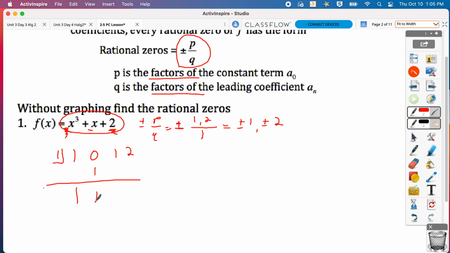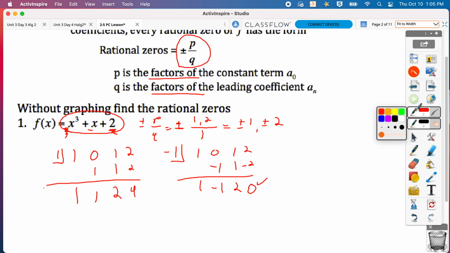1 times 1 is 1. 1, 2, 2, 4. Nope, doesn't work. All right, we got to get that remainder of 0. So I'm going to start over. I'll try negative 1. 1, 0, 1, 2. 1, negative 1, negative 1, 1, 2, negative 2. Yay, I got my answer. So I picked one of these numbers because this function could have up to 3 answers. So I found one. One of my solutions is going to be x equals negative 1.